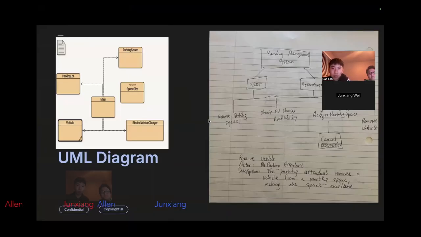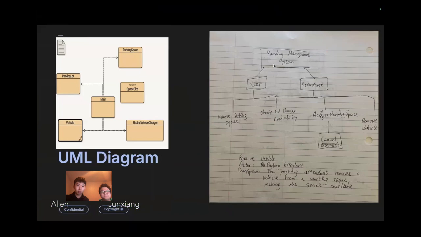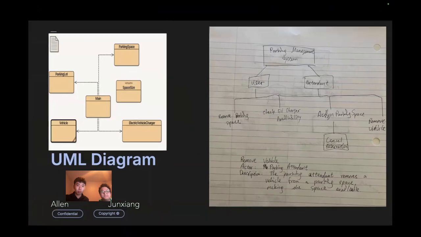Hey guys, I'm Alan. So for right now, this is my UML diagram. It has the BlueJ version. It also has the handwriting version, and it has the conclusion of the parking management system, and it will break up into user and attendants.